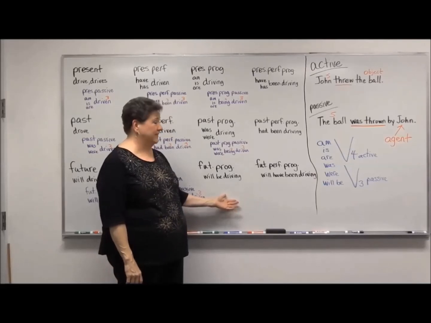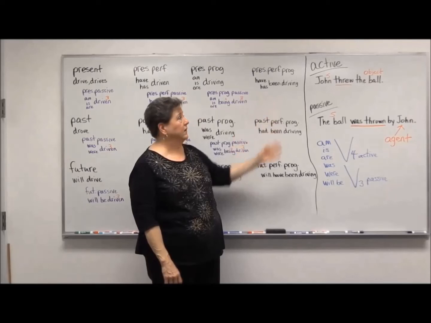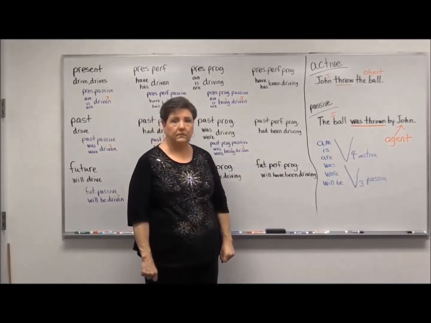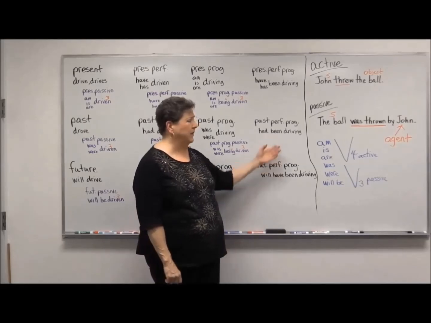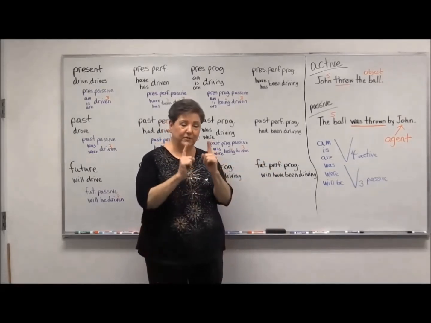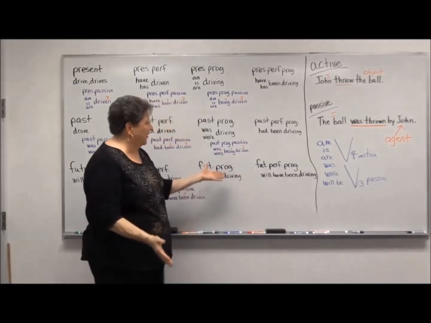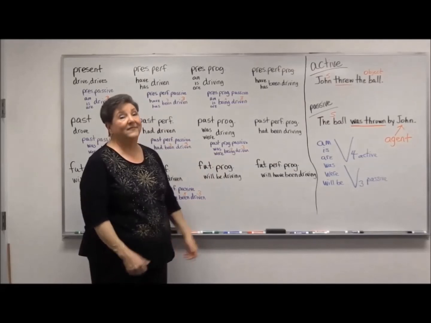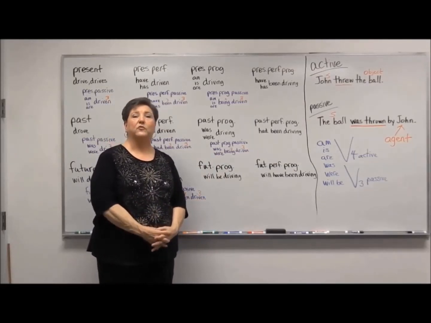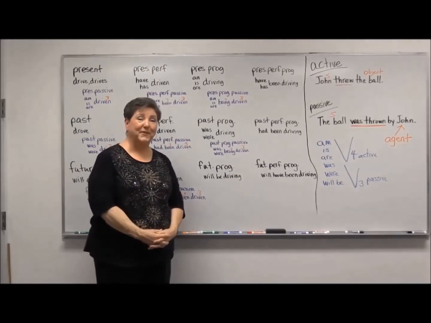We don't do passive over here because, look over here. If we did the passive here, it would be have been being driven. Have been being driven, had been being driven, will have been being. We're not going to put 2 be verbs together like that. And that's why there are only 8 passives, 12 actives, 8 passives, 20 verb forms in the English language, and now you see them all in one place.